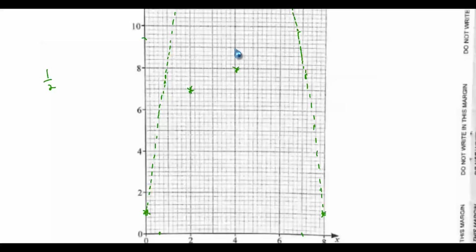Up once, then forward twice. Another point will be here. Up once, then forward twice. Another point will be here. So we can easily connect these points together. Let's start from here and draw like this. We can extend the line to the other side here. Okay, I think it's good. So that is the line.